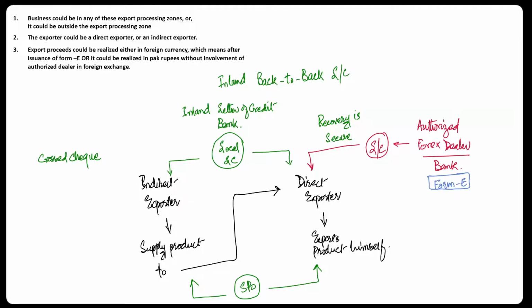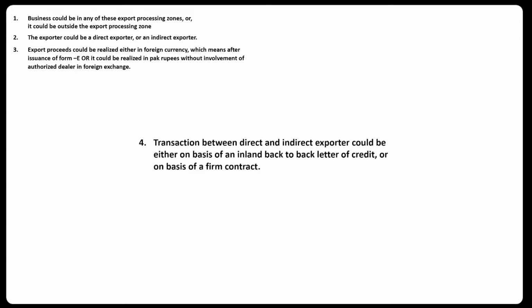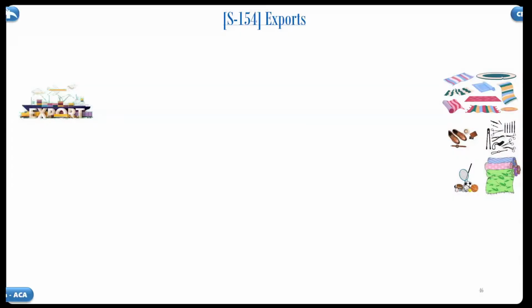So our fourth learning point is that transaction between direct and indirect exporter could be either on basis of an inland back-to-back letter of credit or on basis of a firm contract. Now we move to our main presentation. Keep the 4 learning points in your mind.